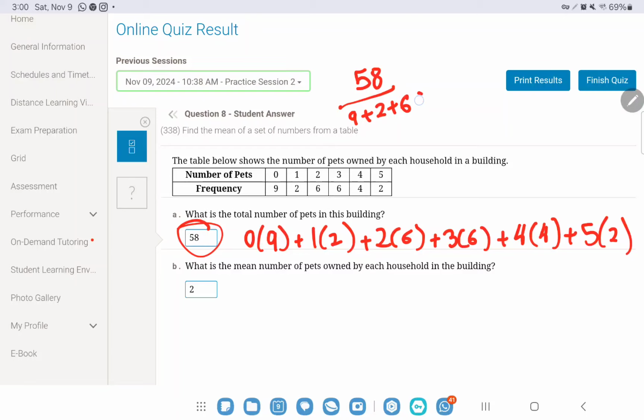And to find the mean, you're gonna do that 58 divided by 9 plus 2 plus 6 plus 6 plus 4 plus 2. So divided by 11, 12, 23, 23 plus 6, 29, you're gonna get 2. And that's it for this quiz.